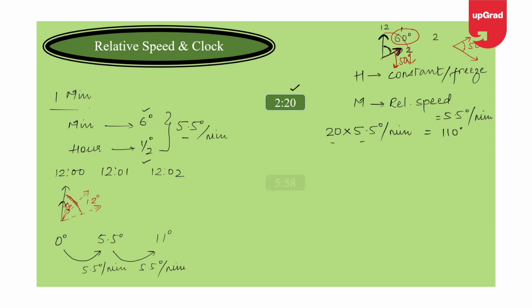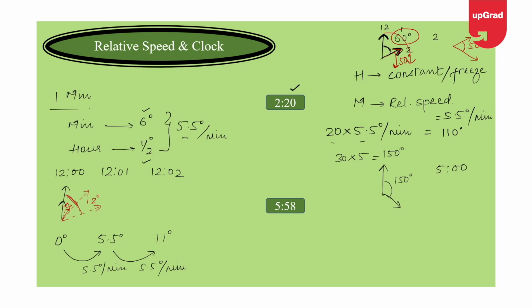For better clarity, let's take the question that we did earlier. 5:58. Now how does 5:58 look like? I know it is after 5 o'clock. So from where will I start? I'll start from here. Let's assume this is 5. Since this is 5, what is the angle? 150 degrees. Why? Because 30 multiplied by 5 hours will give me 150 degrees. So this is the angle at 5.